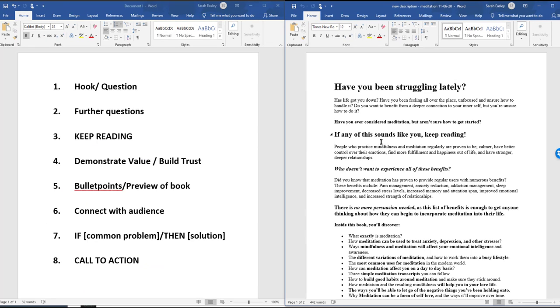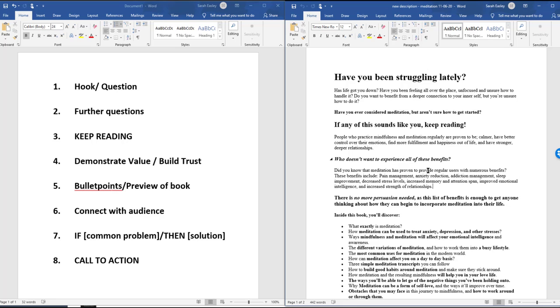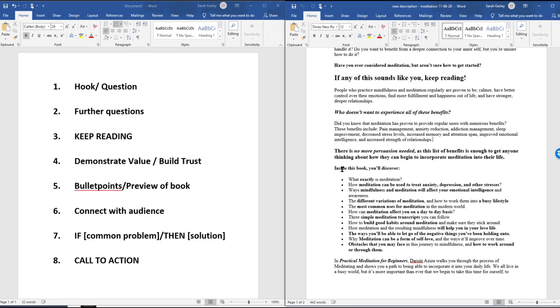And then as you see, I have our current live version of the description here, and my outline. If you go through, you see I have a hook. That's going to be this right here. I have my further questions here. Keep reading. This is the part where we are demonstrating value or building trust with our audience. I have my bullet points here.